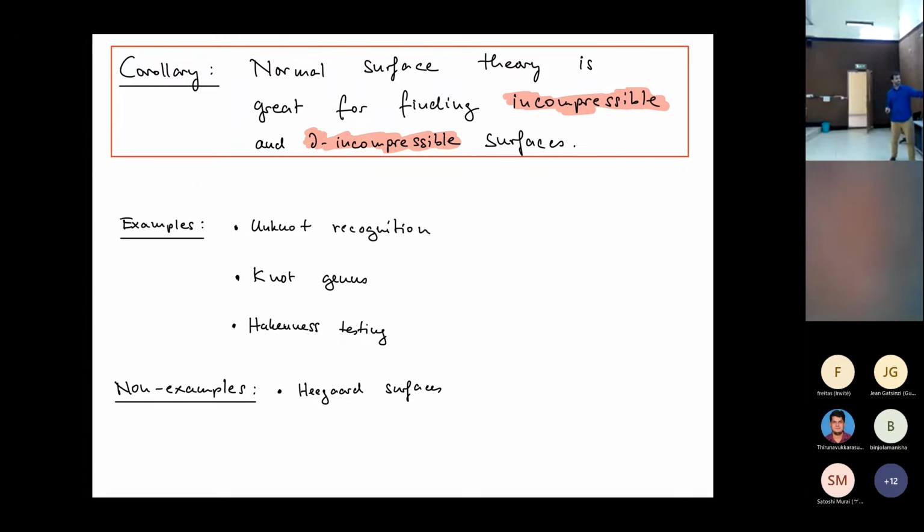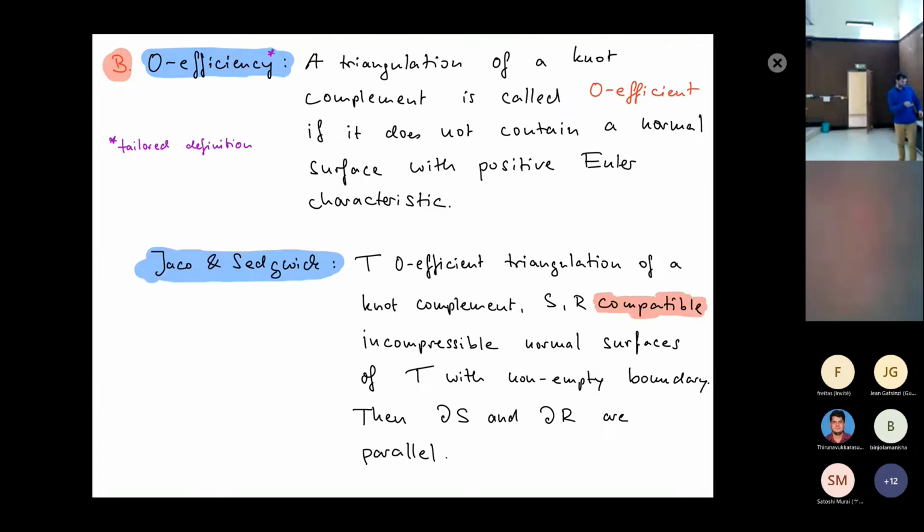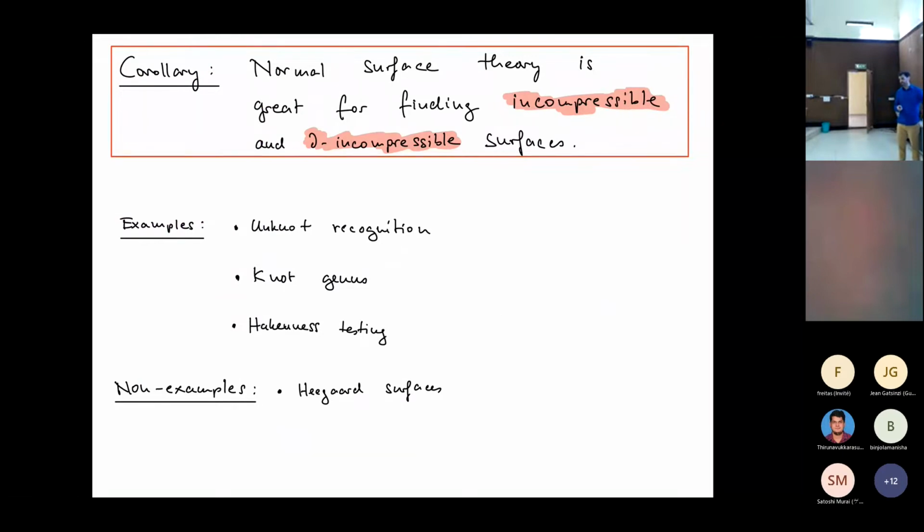This is exactly what happens in the algorithm by Haken for unknot recognition. This is what happens for knot genus and for Hakenness testing. Hakenness means a 3-manifold is Haken if it contains an incompressible surface. Basically, that's a result by Jaco and Oertel. That's actually even better because it certifies that a vertex solution, which is a smaller set than the fundamental solutions, is sufficient here. Non-examples: Heegaard surfaces.